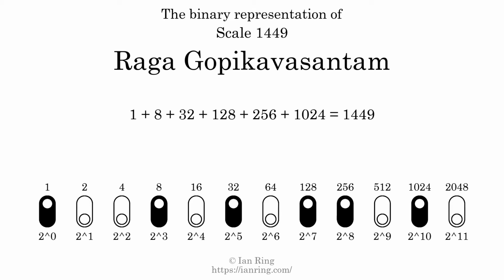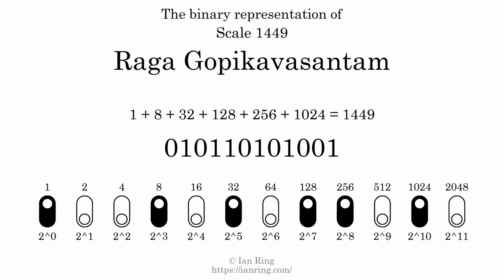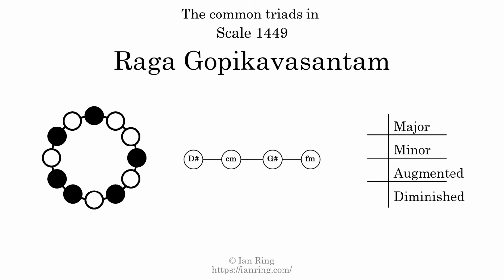1449. The scale number not only enumerates the scale with a unique index, but it also literally describes the tonal content of the scale. Represented as a binary number in base 2, the scale number is 0101101010001. Here are the common triads present in this scale.